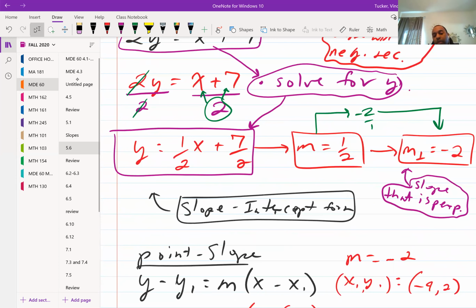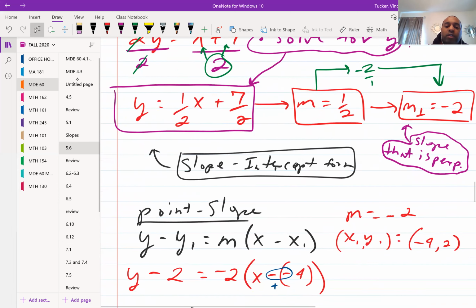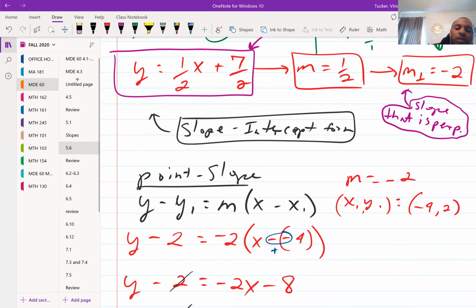So now that we have a slope and we have our point, which was given, we can use the point slope formula once again. y minus y1 equal to m times x minus x1. Our slope, we said, is -2. That point they gave us is (-4, 2). Let me make sure I wrote that right. Yep, (-4, 2). So we plug that in accordingly. So that'd be y minus 2 equal to -2 times x minus -4.